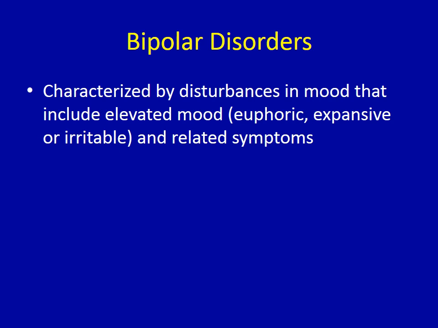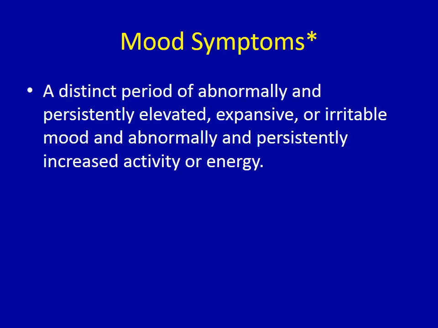And we are also going to see related symptoms. So when we're thinking about mood, we're thinking about not only subjective emotional or affective experiences, we're also thinking about related behavioral experiences, cognitive patterns of thinking, and somatic changes. So the key symptom for both manic and hypomanic episodes is that the mood symptoms must be present. And the mood state that characterizes manic and hypomanic episodes is a distinct period of abnormally and persistently elevated, expansive, or irritable mood, also accompanied by abnormally and persistently increased activity or energy.